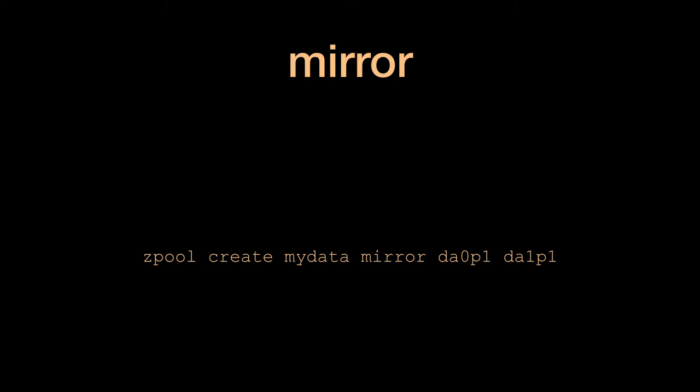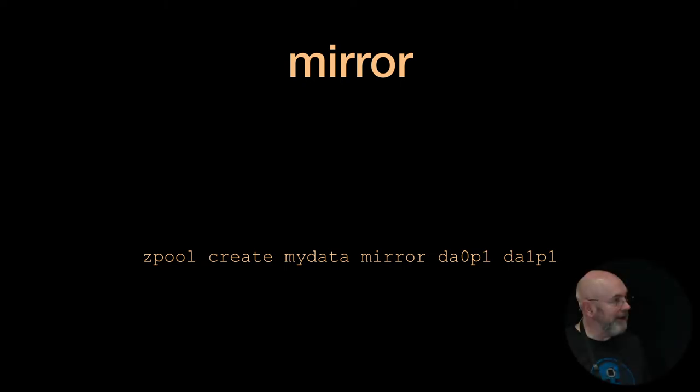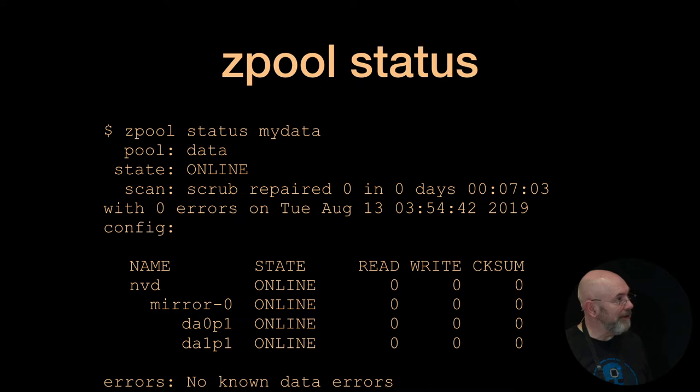And then what I do is I've done the same thing with my other drive, and I say zpool create. This is the name of the zpool. It's going to be a mirror, and it's going to be on those two drives. And bang, there's my zpool.